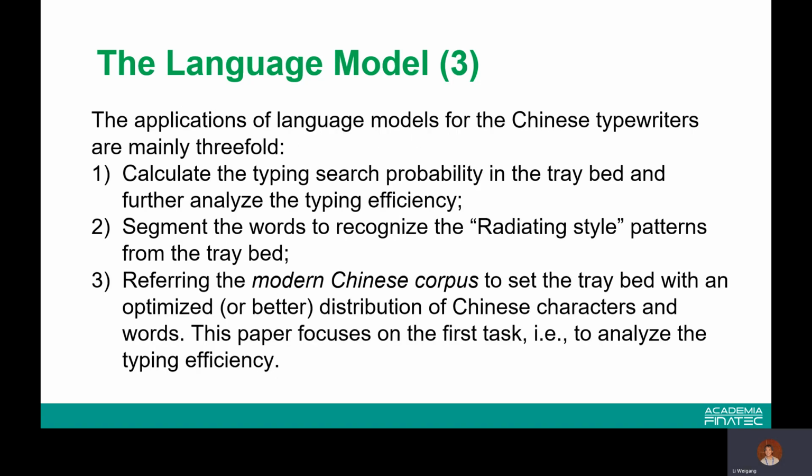The application of the language model in the Chinese typewriter can be made in 3 points. 1. Calculate the typing search probability in the treatbed and analyze the typing efficiency. 2. Segment the words to recognize the radiating style patterns from a treatbed. 3. Reference the modern Chinese corpus to set the treatbed with an optimized or better distribution of Chinese characters and words. This paper focuses on the first task, to analyze the typing efficiency.